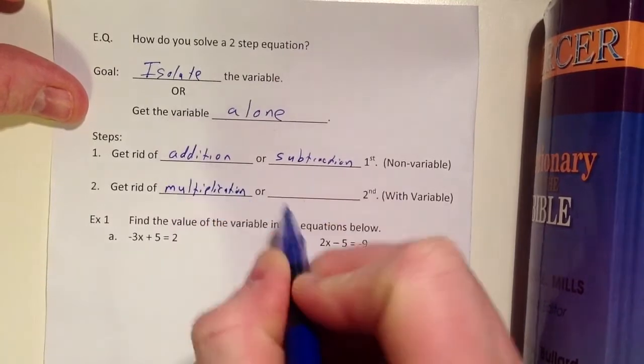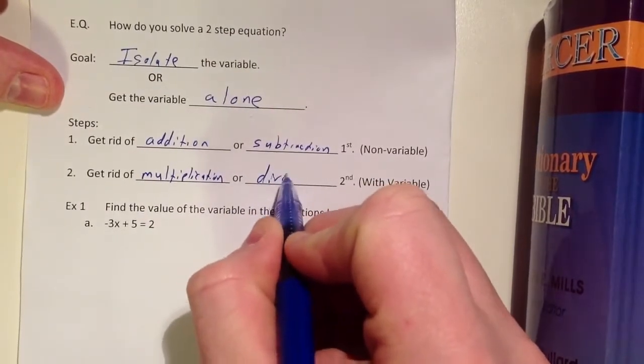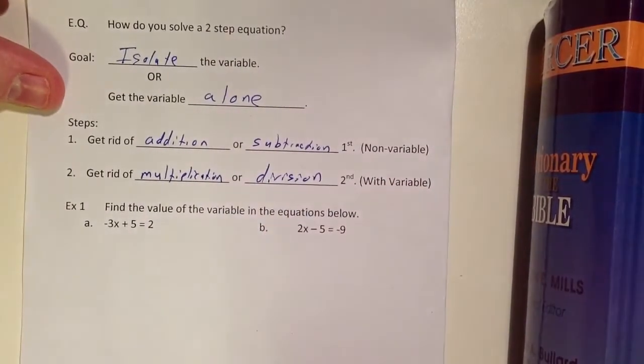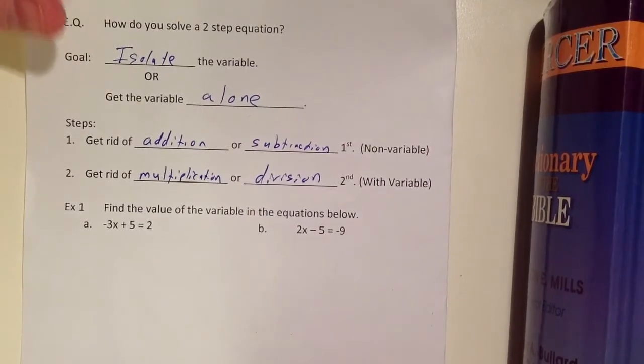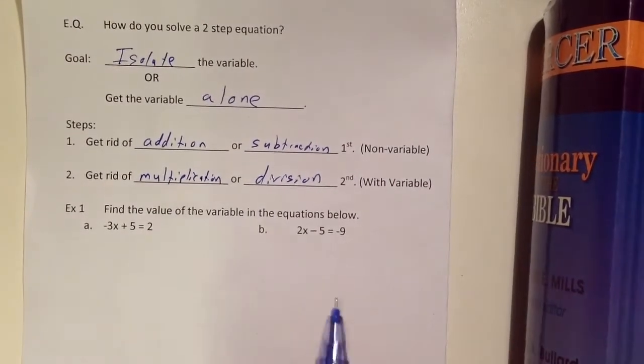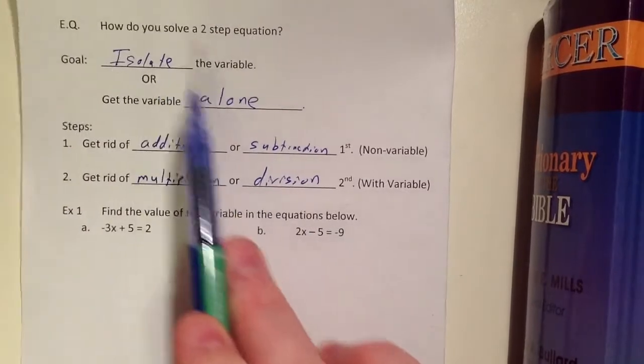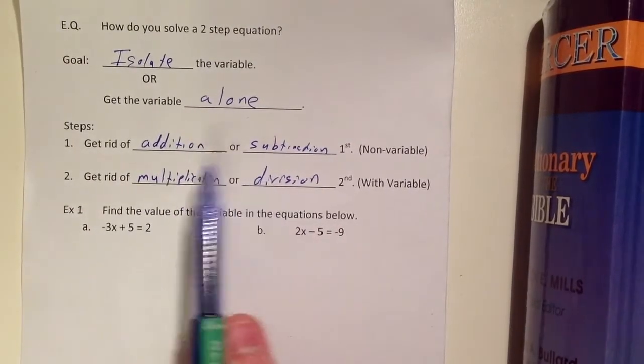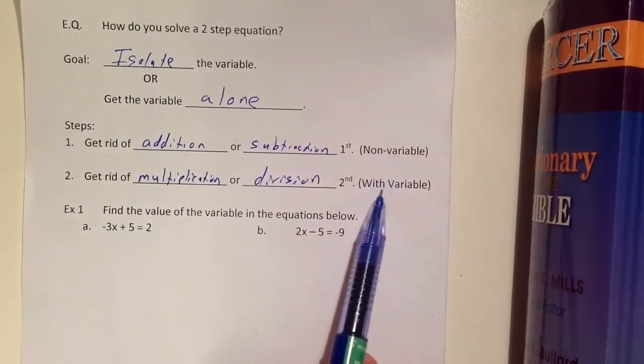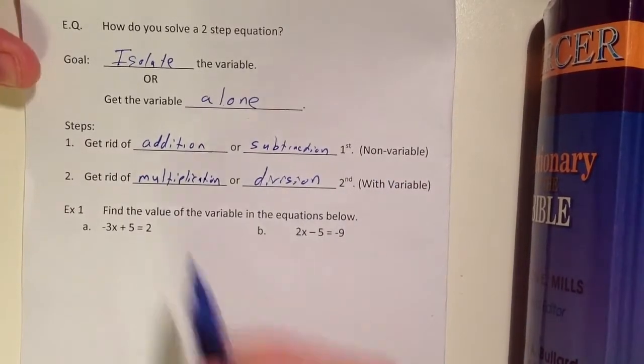Feel free to abbreviate if you can't fit it in there. I know I made the spaces kind of small, so feel free to abbreviate there. It's not a big deal. All right, so these are the steps you want to go back to. Isolate the variable, get it alone, get rid of addition or subtraction, the non-variable, and then get rid of what's multiplying the variable.